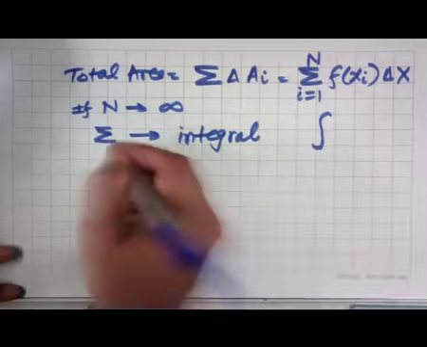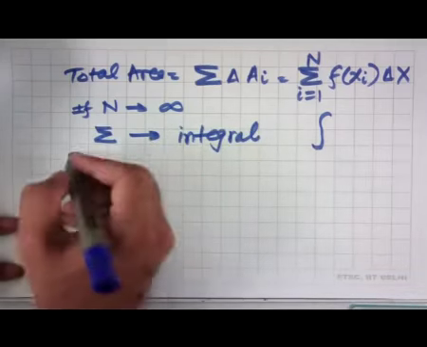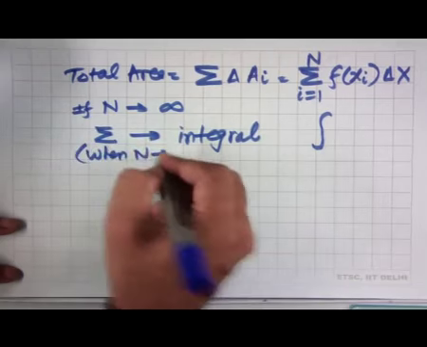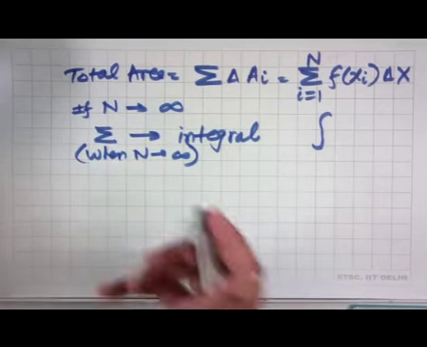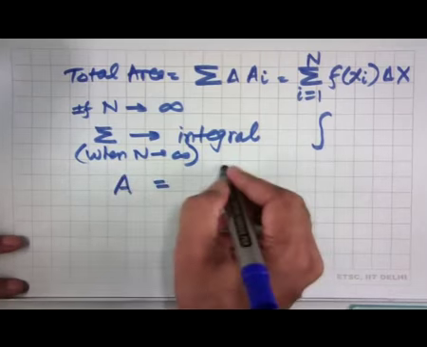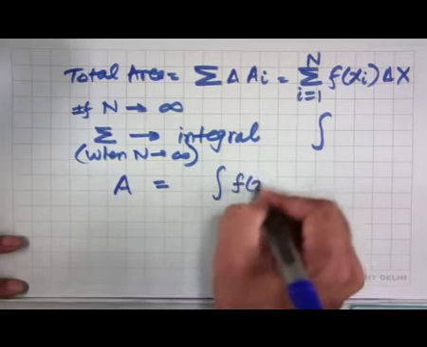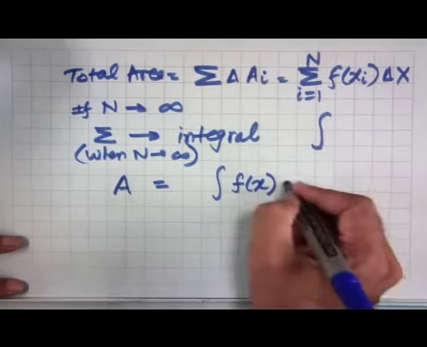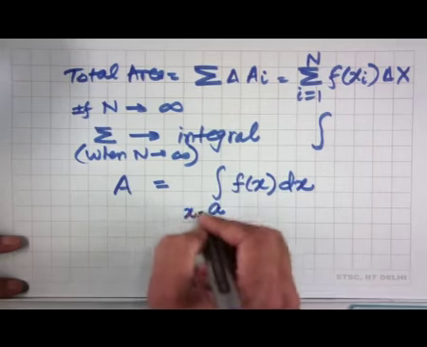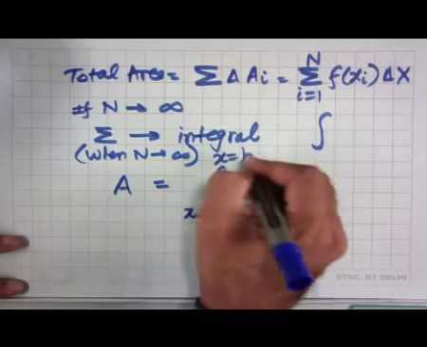This is the symbol of integral. So, this is when sigma, when n tends to infinity, we call that the integral, and what we say is the area is the integral of f of x, and delta x we write as dx, and this goes from x is equal to a to x is equal to b.